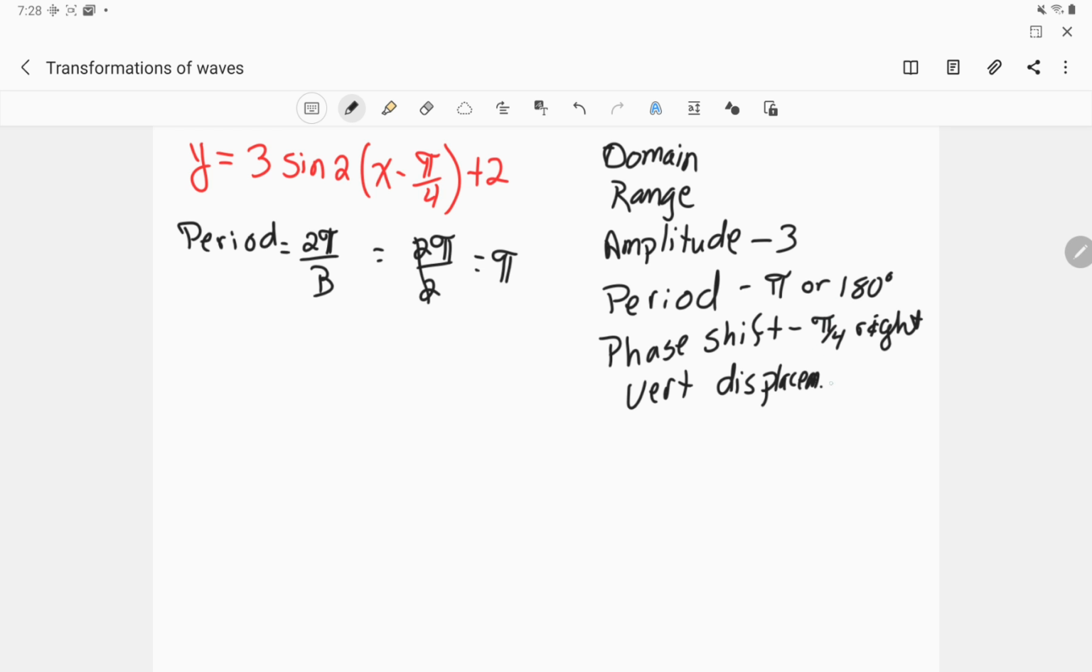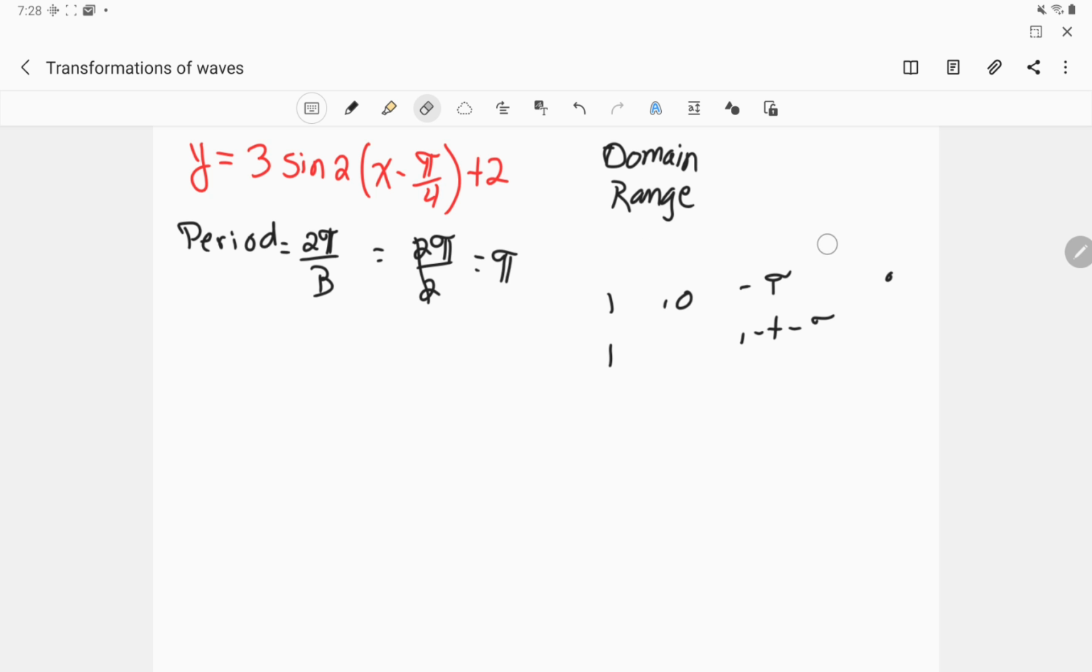Plus 2 is my vertical displacement, so it is just up 2. Now, we're going to talk about domain and range, but we're going to do that after we graph this wonderful thing. Okay, now I'm going to erase some of this so that I have some space. So if you need to write it down, just pause the video. I need some space to draw this.